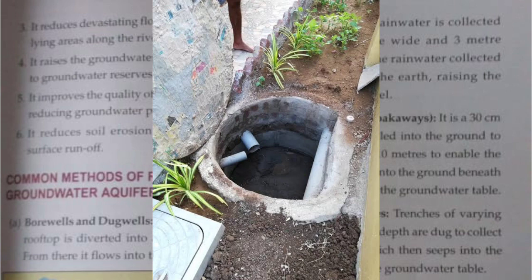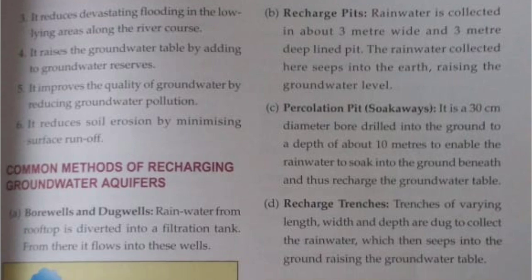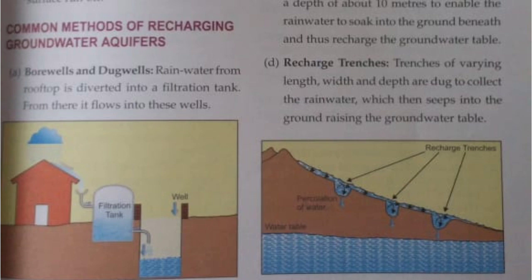Now a percolation pit is a 30 centimeter wide and 10 meter deep hole, which also goes directly to the water table and increases the underground water table. Now recharge trenches are made, some holes or depressions are made on the slopes of the mountain, so that more water will percolate to the underground water table and hence increase the level of underground water.